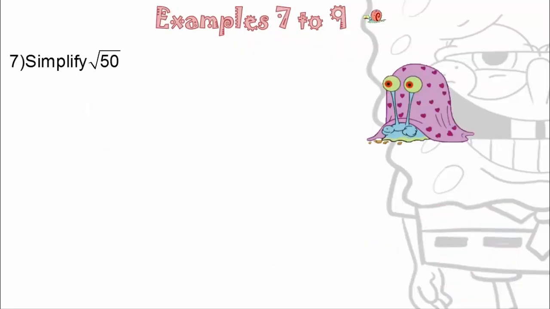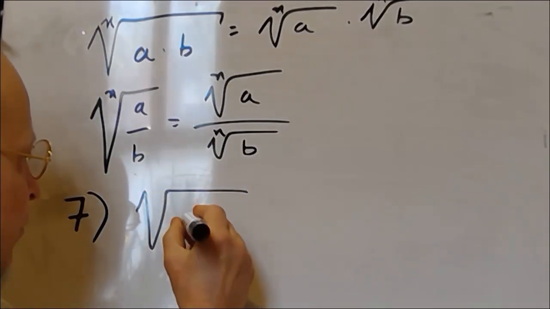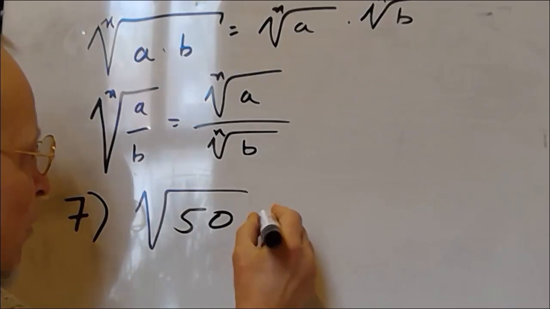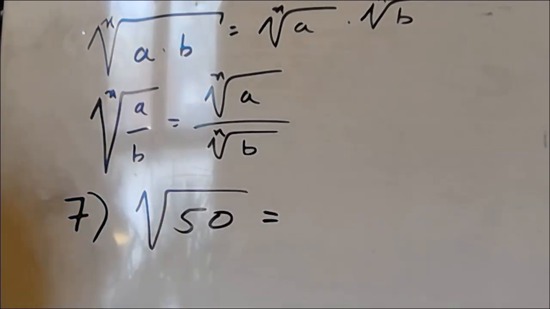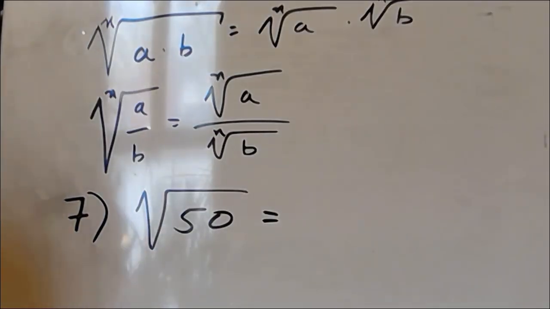Example number 7, simplify the square root of 50. So let us go over to the whiteboard and work this one out. So we're going to simplify the square root of 50. Now, in order to simplify, you want to look at 50 and see if there's any perfect squares in there. Perfect squares means things that we can take the square root of.